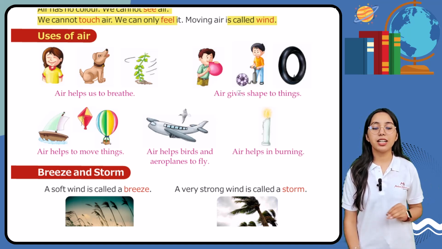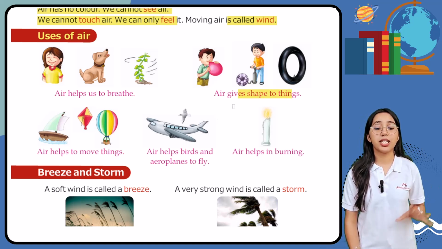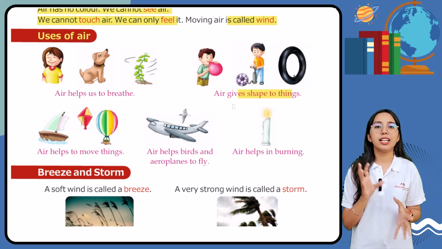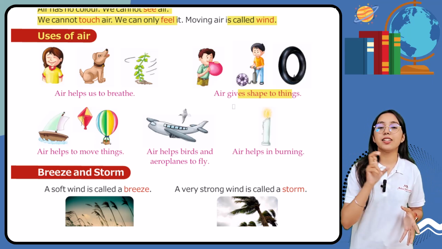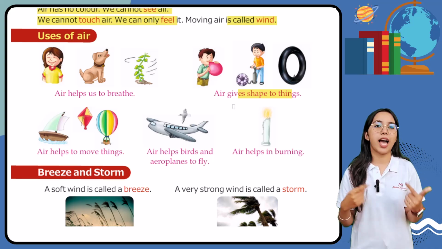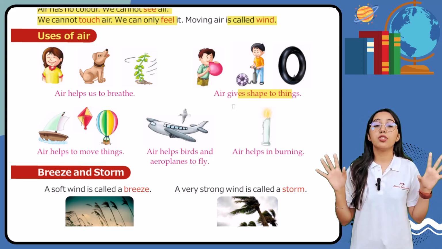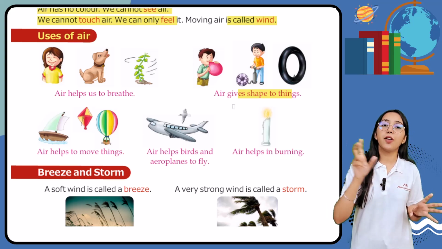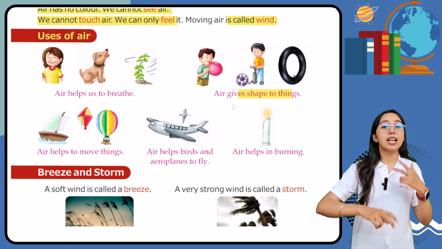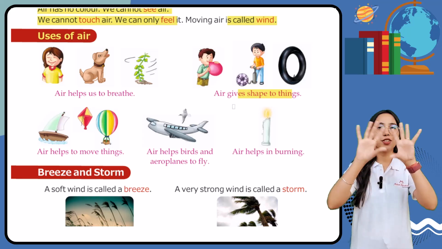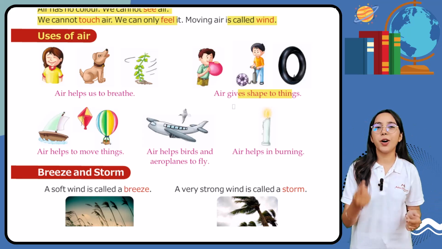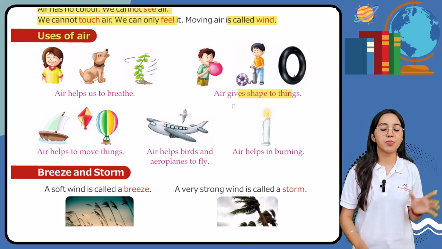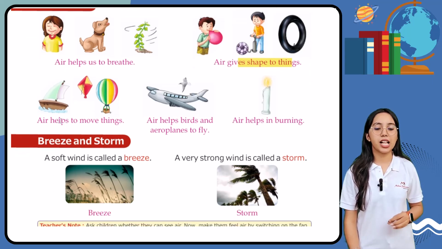Then we have air gives shape to something. So students, whenever our football is deflated, that means that there is no air inside the football. So can you play with the football? No. So that means you have to fill that football with air. You have to inflate that football, and after inflating, the football becomes circular, and now you can play with that football.